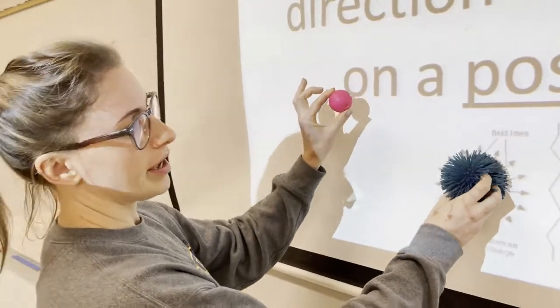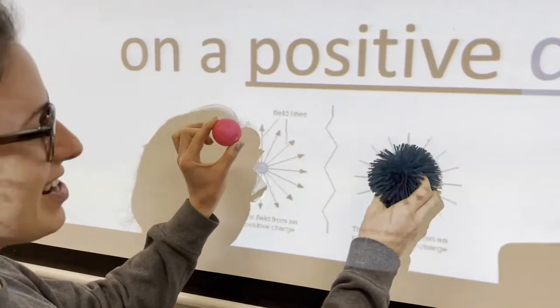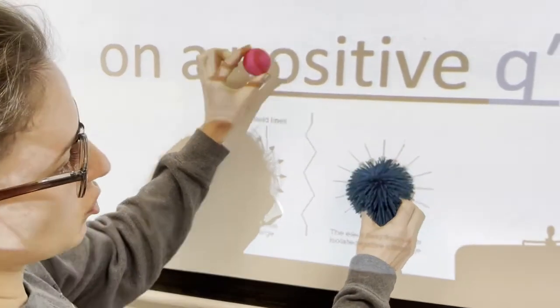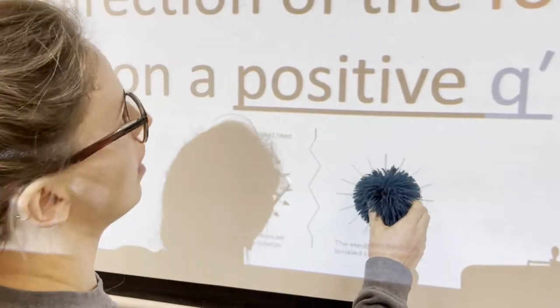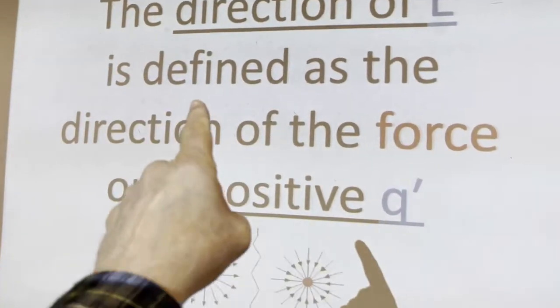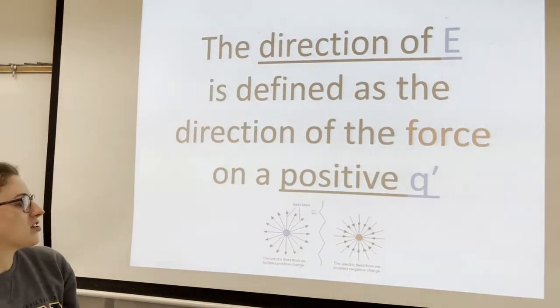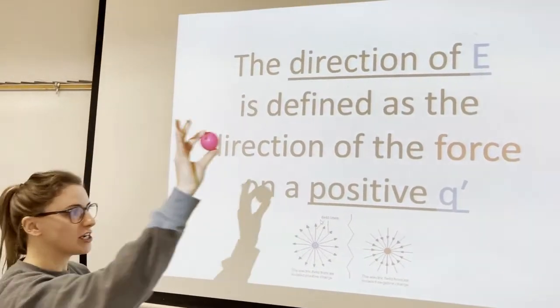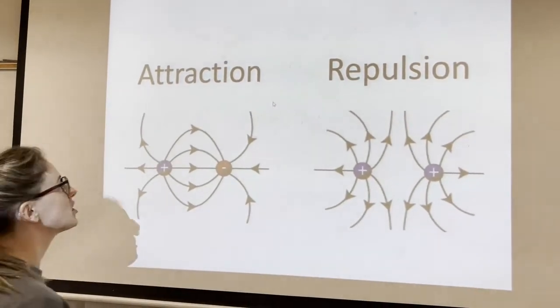And then over here, if you turn it into a negative charge, now you get attraction. Here it's repulsion. And so the direction of the electric field, and defined is the key word here, is defined as the direction of the force on a positive test charge. My pink test charge, zombie hand. All right, so attraction and repulsion.